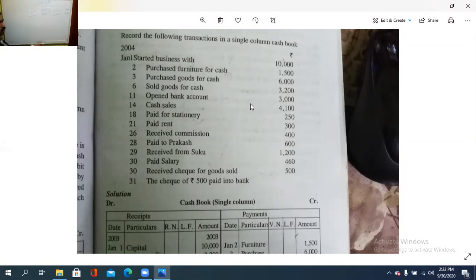Bank account debtor to cash. So bank, by bank or bank credit side, 3,000.